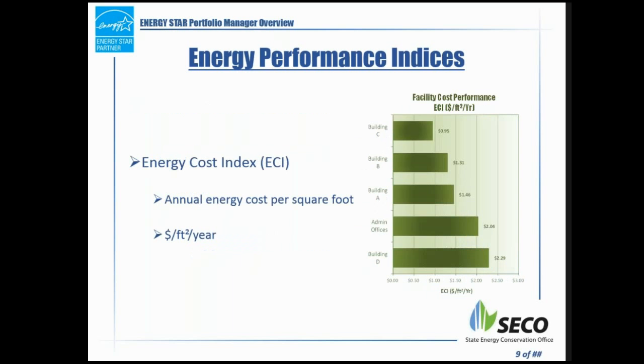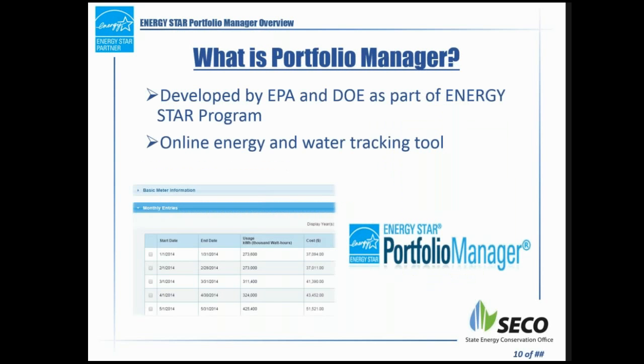The other important index is the Energy Cost Index, which is the annual energy cost per square foot, in dollars per square foot per year. On the right-hand side, you see the ECI for different facilities, calculated for the sample facilities. Both EUI and ECI are very important, and they are used for benchmarking and tracking your energy use. If you compare them from one year to the next, it is good to have the baseline developed, and the EUI and ECI developed.